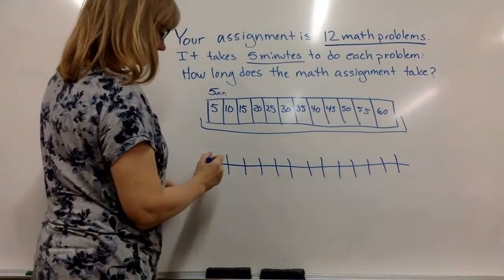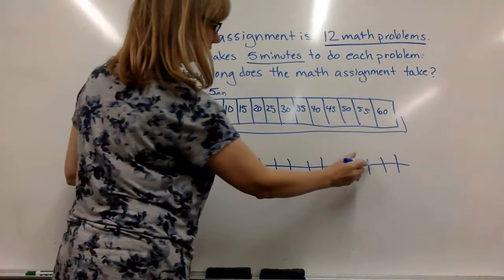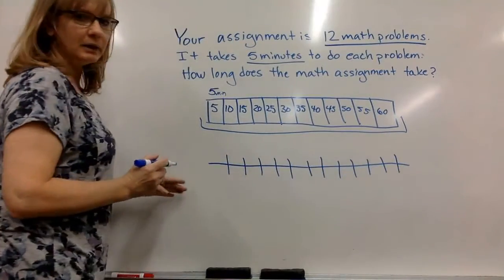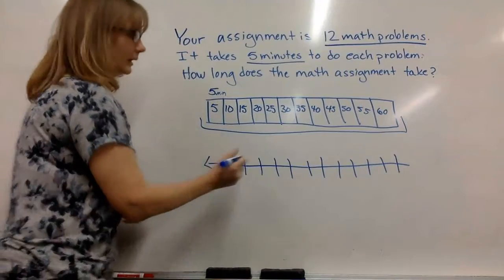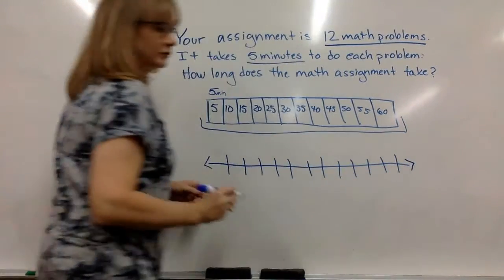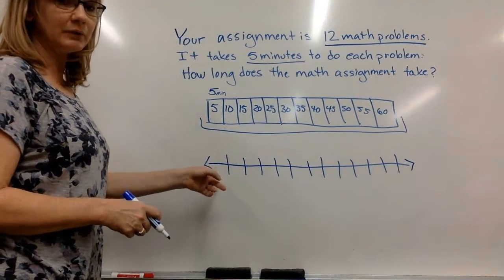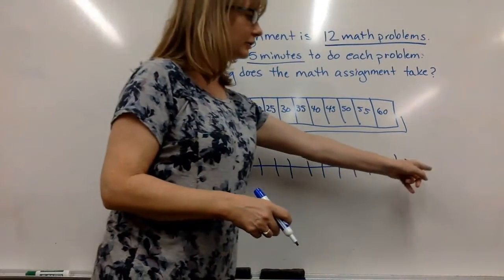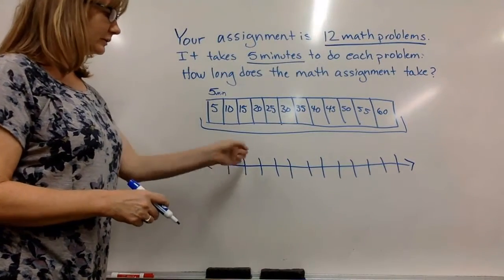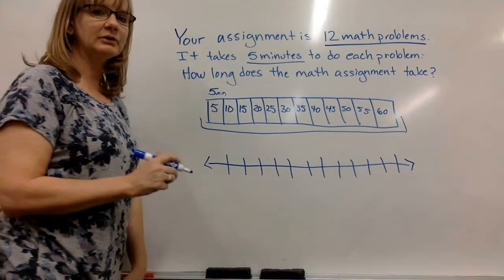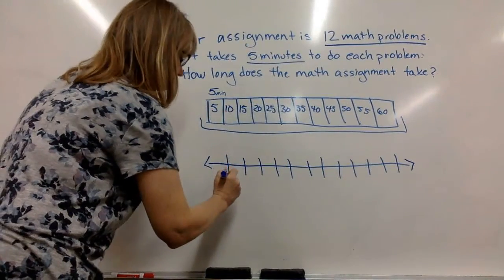I think I got it right. 1, 2, 3, 4, 5, 6, 7, 8, 9, 10, 11, 12. Yep. Number lines always have an arrow this way and an arrow this way because time never stops. There was time before I started making the number line, and there's time after I made the number line. Each of these dashes or ticks stands for 5 minutes, just like on the tape diagram. So I'm going to label it.